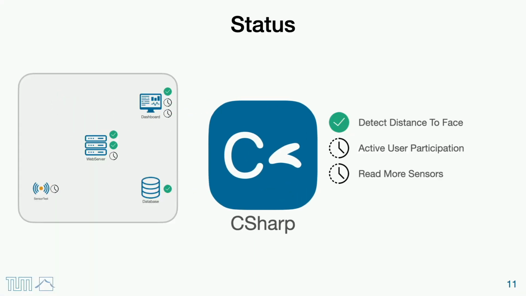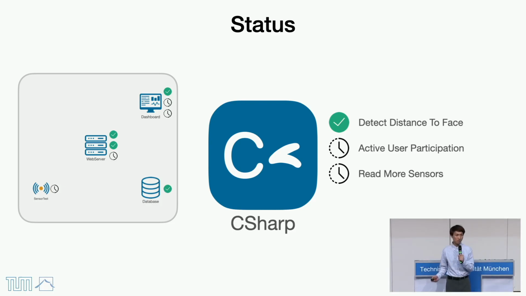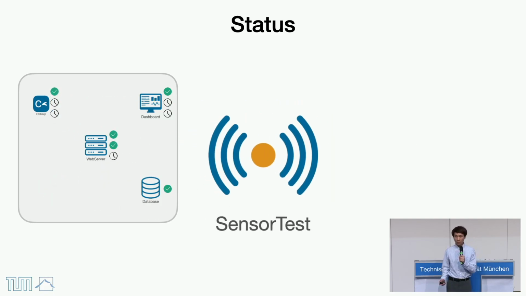Let's have a look at our current status. We'll start with the app side. We now have access to the distance between the phone and the user's face. Next, we will implement active user participation and write data from more sensors. Another thing to do is sensor testing for cost estimation.